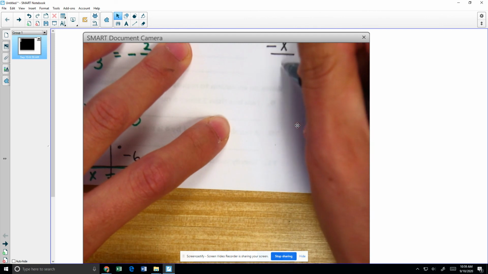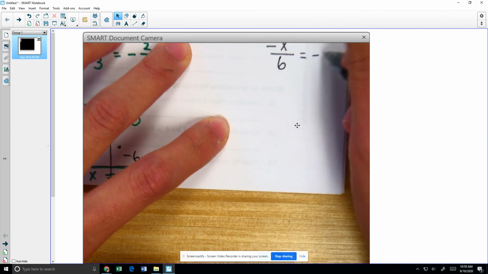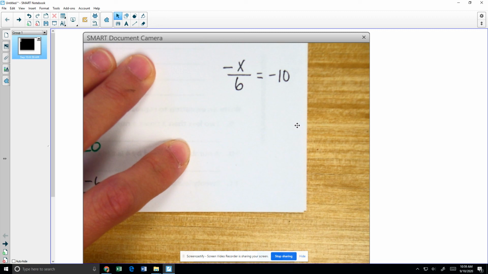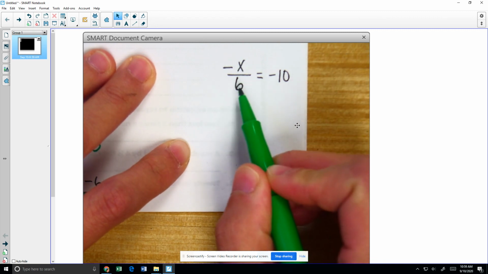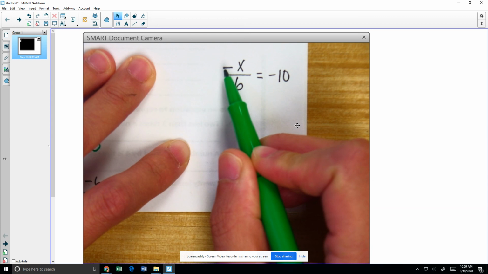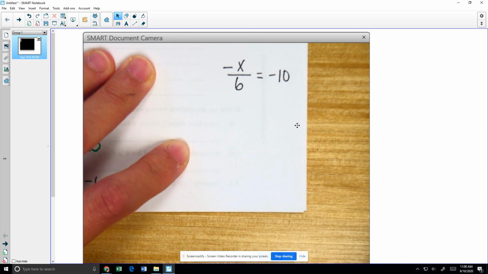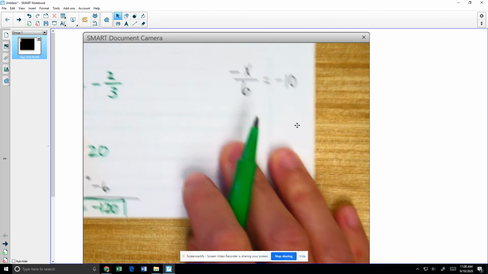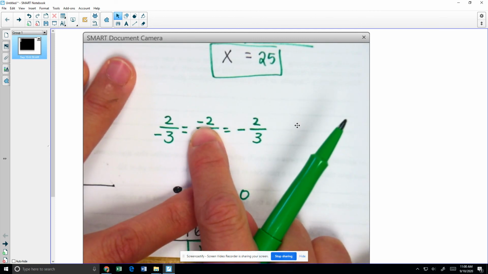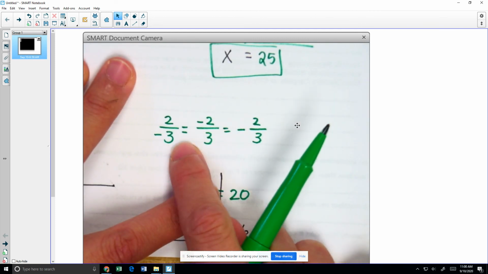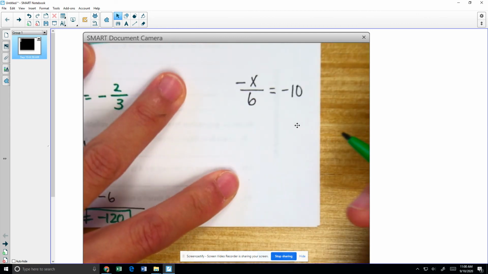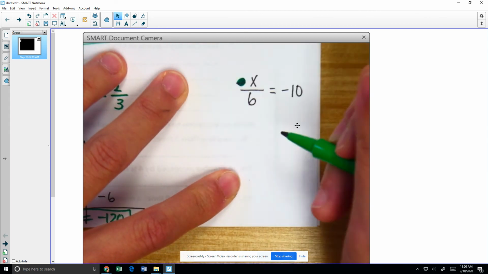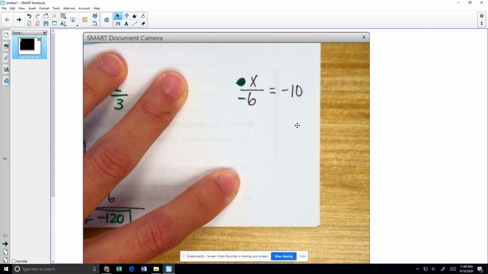Negative x over 6 equals negative 10. Okay. Here's the issue. The negative is on the top. I don't want a negative x. I want a positive x. So where can I bump this negative and it still be the same type of question? Yeah, to the bottom, right? Remember how I said if the negative is on the top, it doesn't matter. Just move it to the bottom. It's the same thing. If the negative is in the center, just move it to the bottom. So the negative is on top. No bueno. I don't like that. So just cross that out and just put it on the bottom.